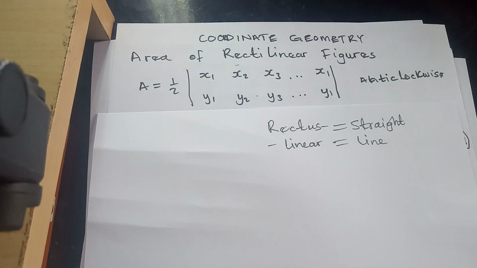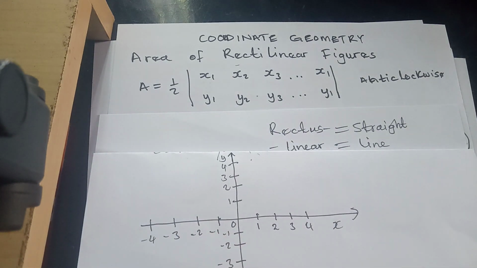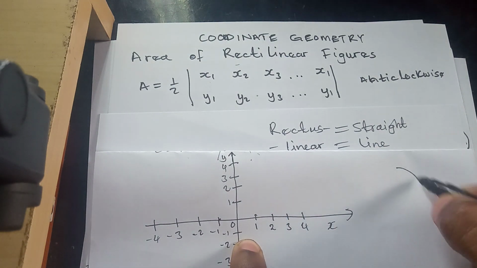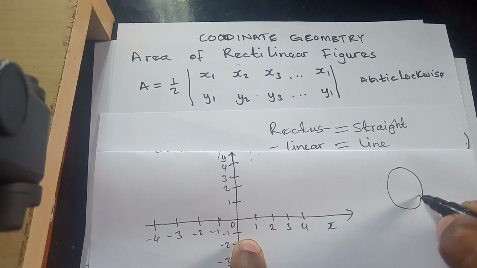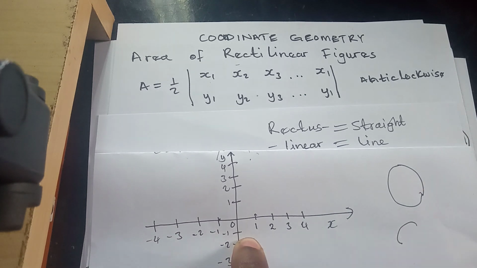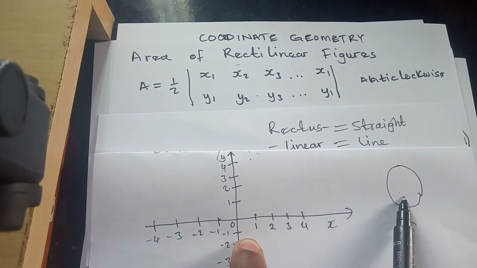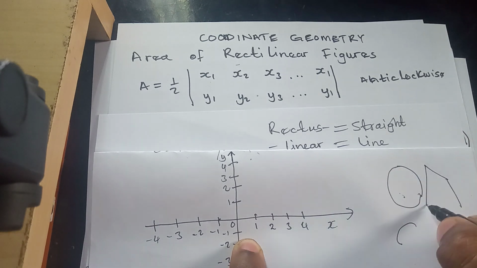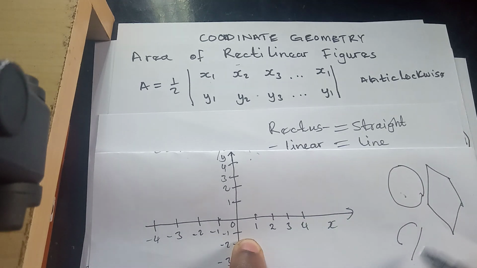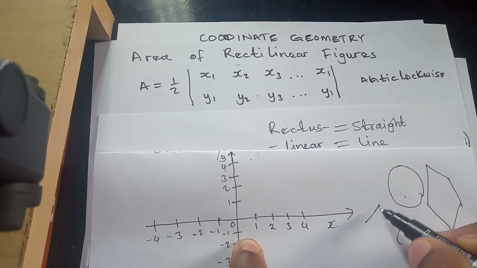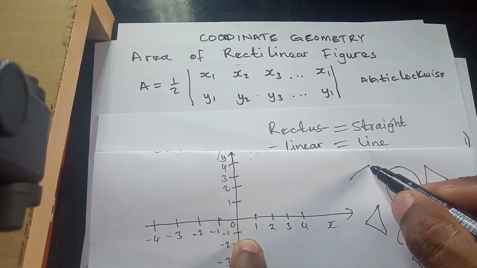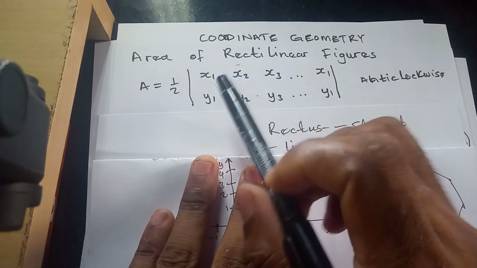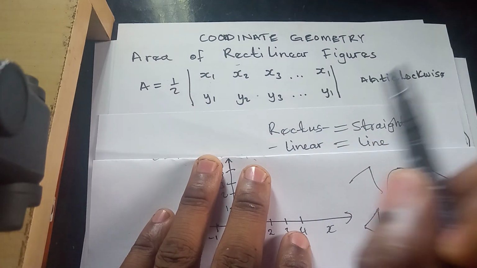You're basically talking about figures on your x-y plane which are made up of straight lines, as opposed to circles or curves or things like these. Unlike these, rectilinear figures always have straight lines. So you can speak of a kite, a triangle, a square, you name it. As long as it is made up of straight lines, it is said to be a rectilinear figure.